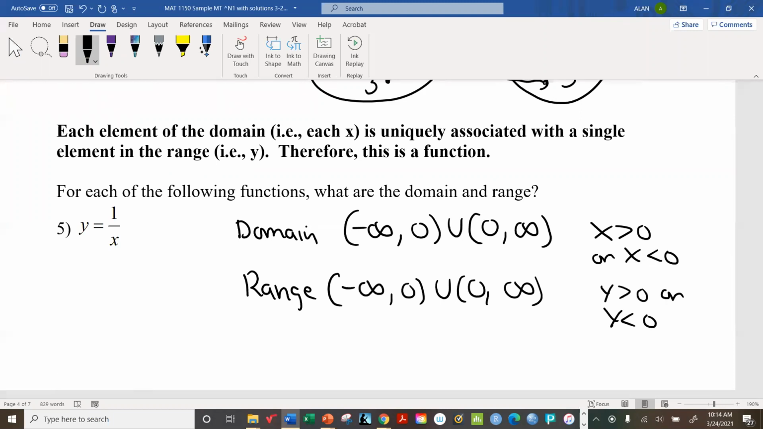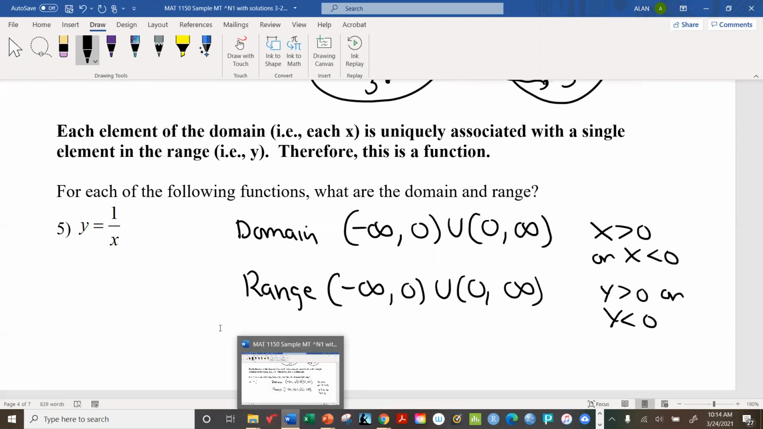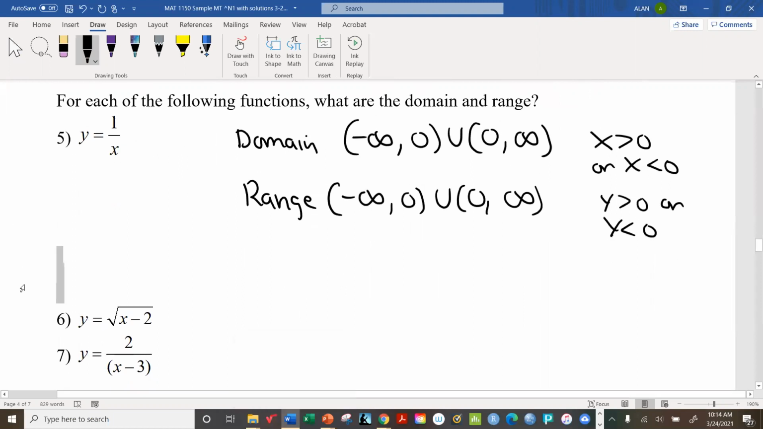And so however you want to express that, you could even probably just write the words: the domain is all x's except for 0, and the range is all the y's except for 0. Technically, it's not formal, but it does the job. But anyway, so now what about this one?